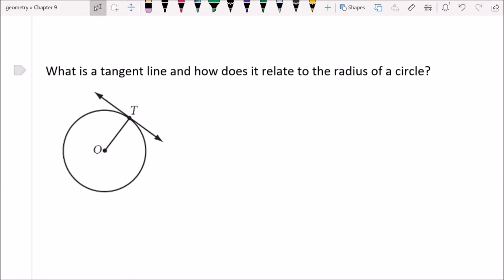What is a tangent line and how does it relate to the radius of a circle? Okay, we kind of already talked about what a tangent line is. We said it was a line which intersected the circle at exactly one point. In this case, it's point T. I do want to color code some of the vocab here. So we said we have tangent line right here. This line right here is the tangent line.